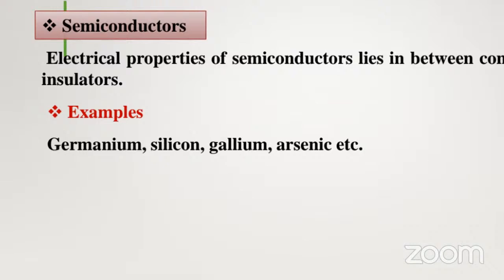So semiconductors are classified into two types. First one is intrinsic semiconductor, and the second one is extrinsic semiconductors.